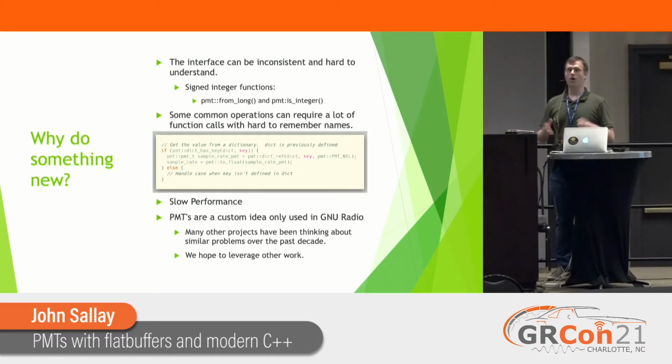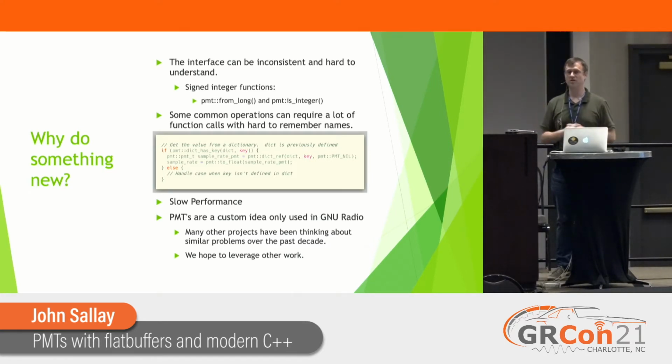So if we already have PMTs, why are we looking to do something new? If you're asking that question, maybe you haven't used PMTs enough, but the interface is kind of inconsistent. It can be hard to understand. One of my favorite examples is if you want to create a PMT from a signed integer, the function you use to do that is from long. Later, you'd like to check and see if that PMT came from a signed integer, but you don't use isLong, you use isInteger. And so some of these inconsistencies just add a little friction to using PMTs.